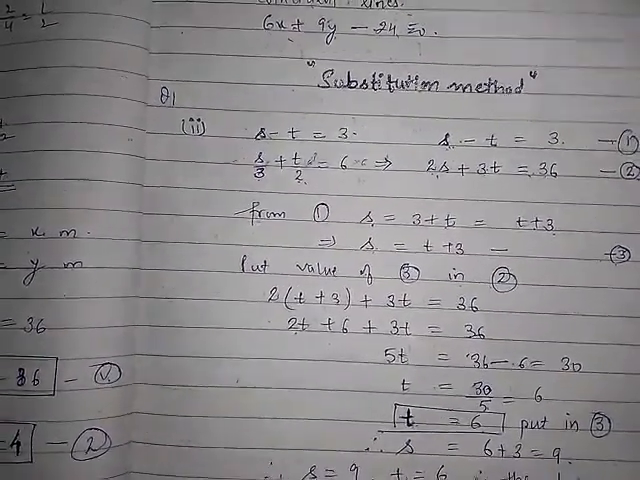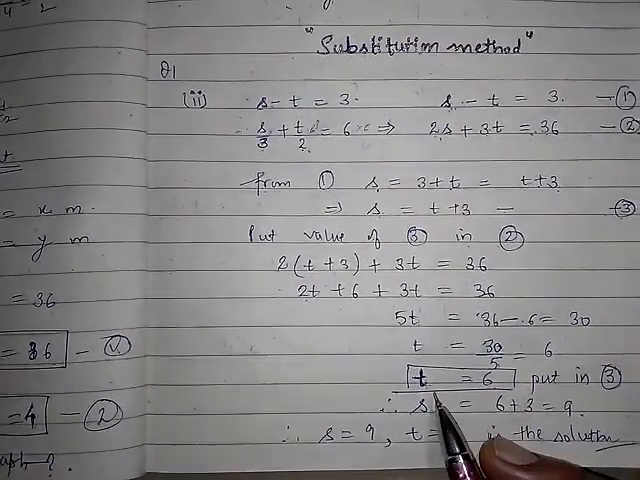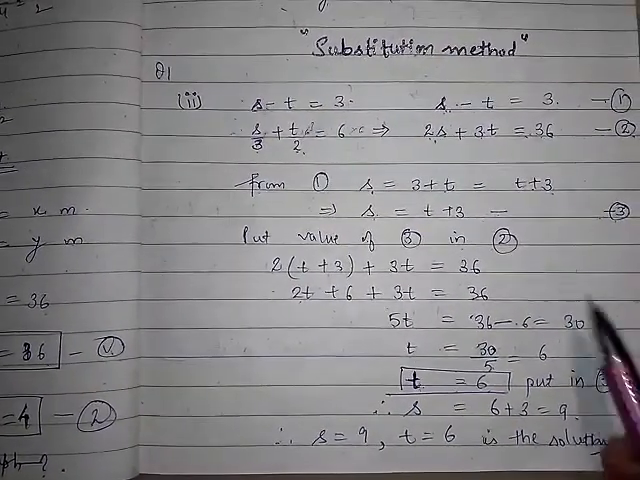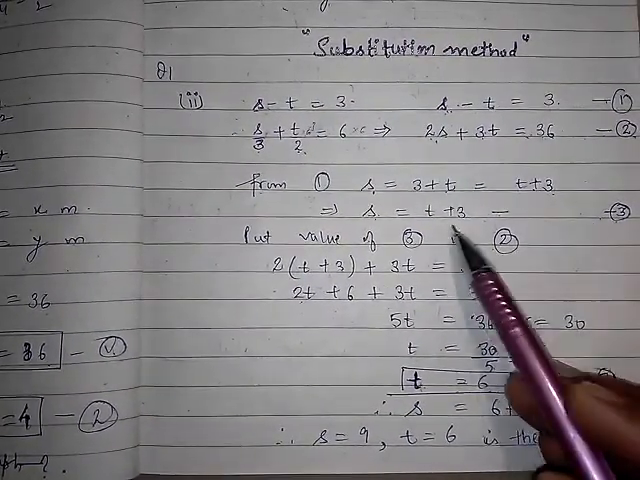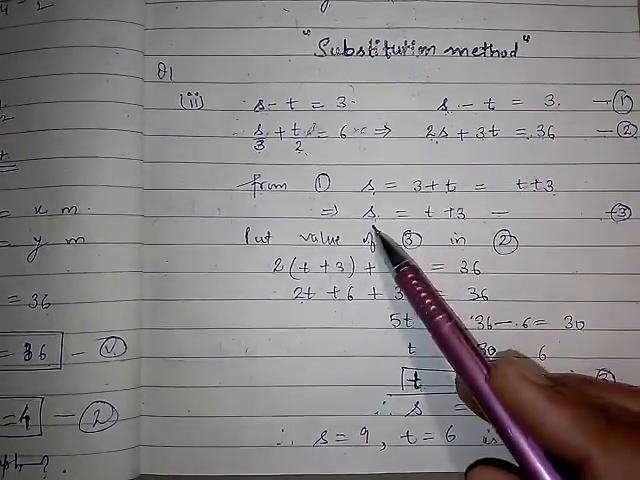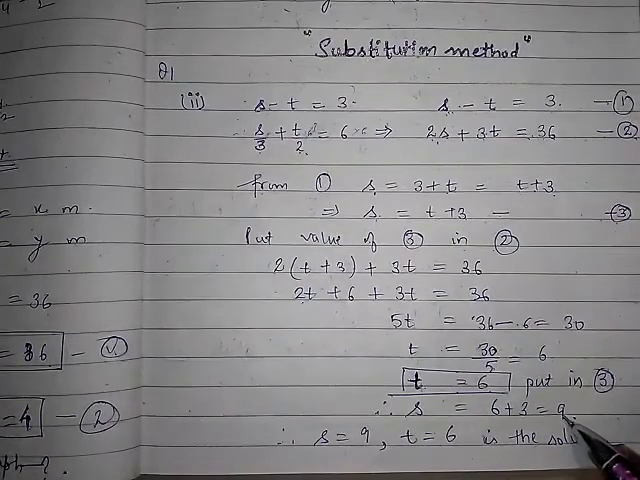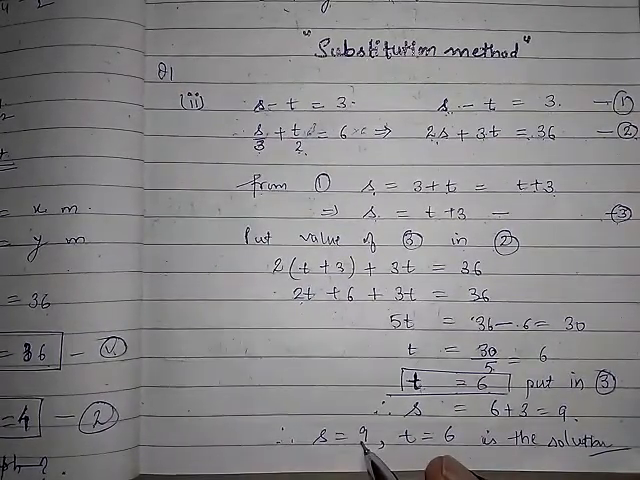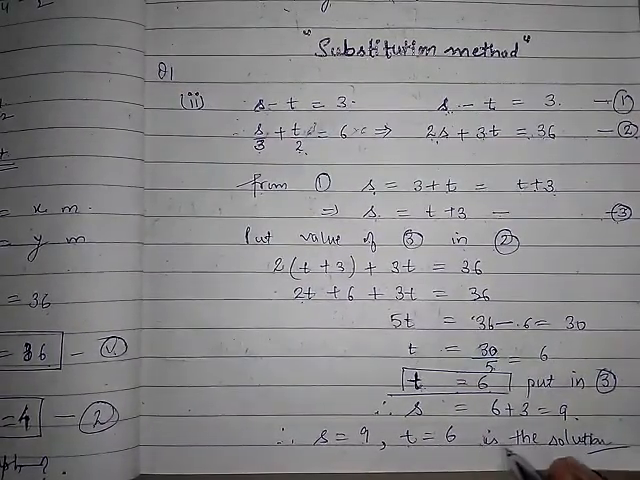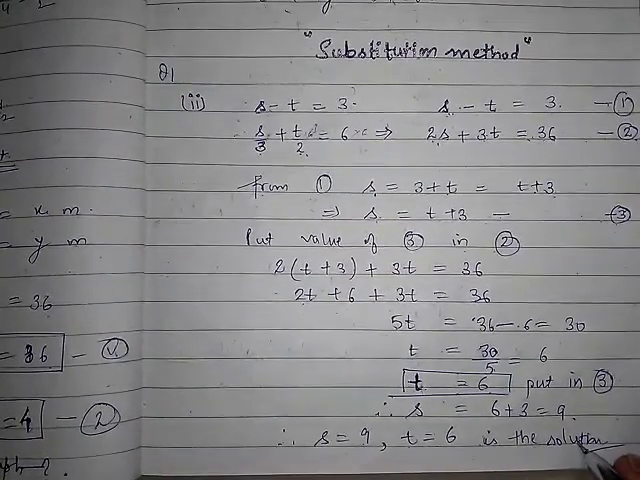So now what is your work? You have to put this value of t is equal to 6 in the equation number 3. Okay, you will put here 6, 6 plus 3 will give you 9. So finally you will get here s is equal to 9. So therefore s is equal to 9 and t is equal to 6 is the solution.